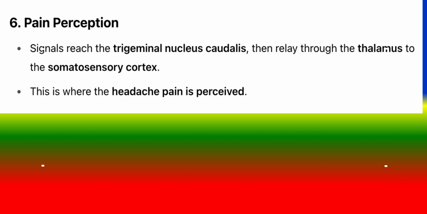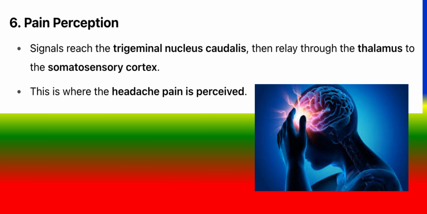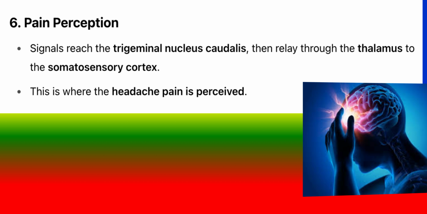6. Pain perception. Signals reach the trigeminal nucleus caudalis, then relay through the thalamus to the somatosensory cortex. This is where the headache pain is perceived.